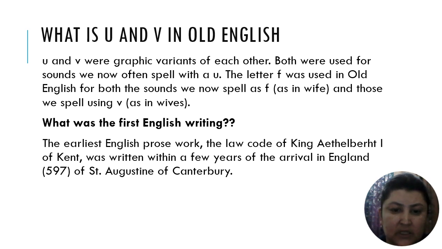What was the first English writing? The earliest English prose work, the Law Code of Æthelberht, king of Kent, was written within a few years of the arrival in England, in 597, of St. Augustine of Canterbury.